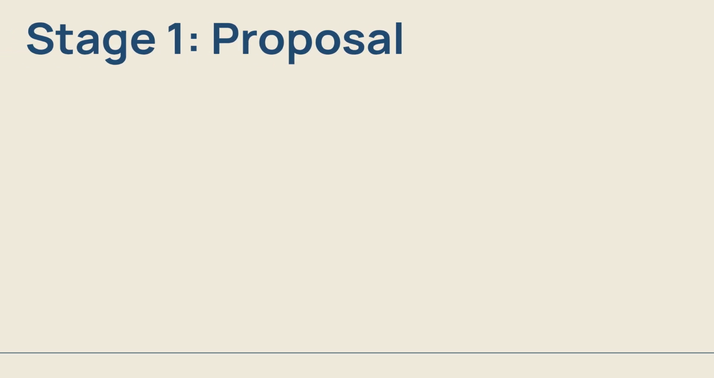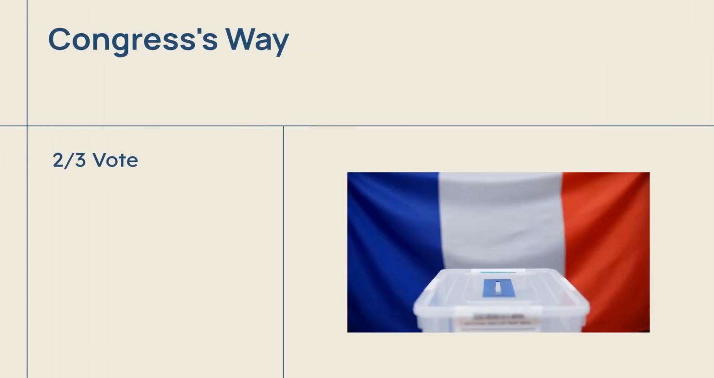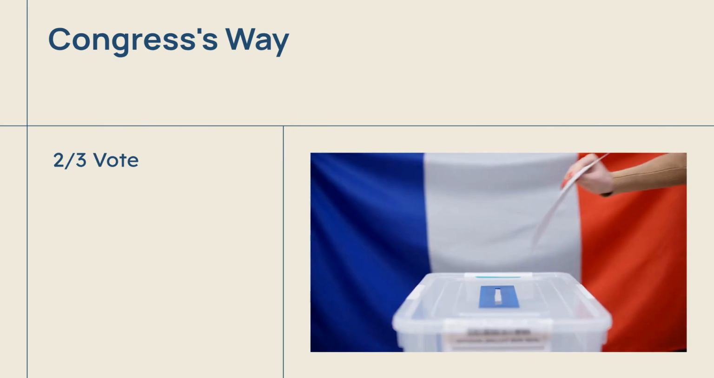The amendment process has two main stages: proposal and ratification. First up, how do we propose an amendment? The most common way, used for all 27 amendments we have today, is when 2/3 of both the House of Representatives and the Senate vote to propose an amendment. That's a lot of agreement.